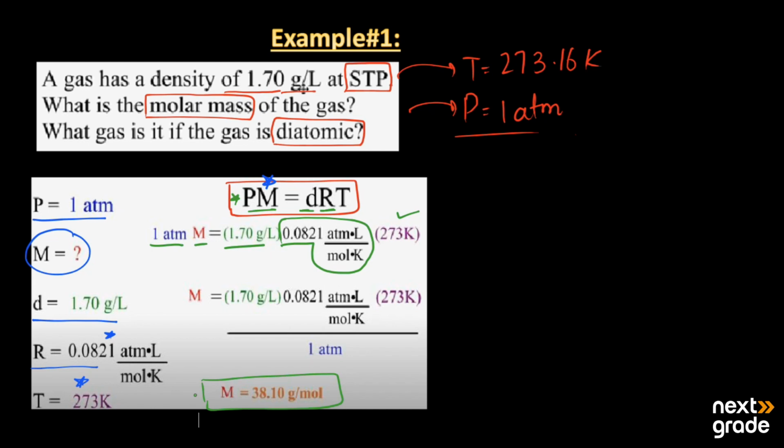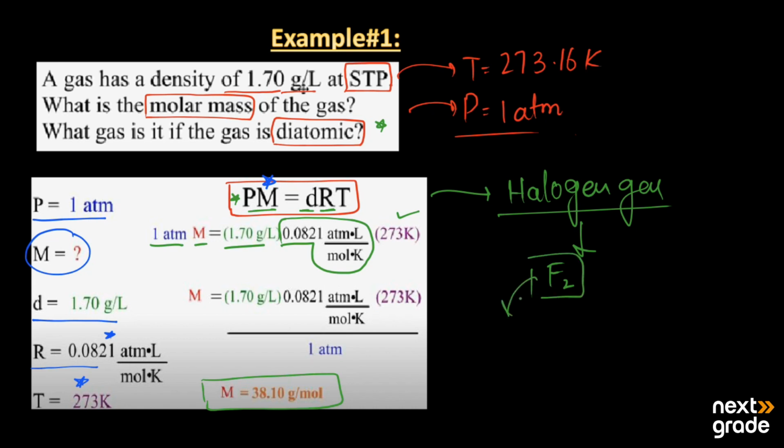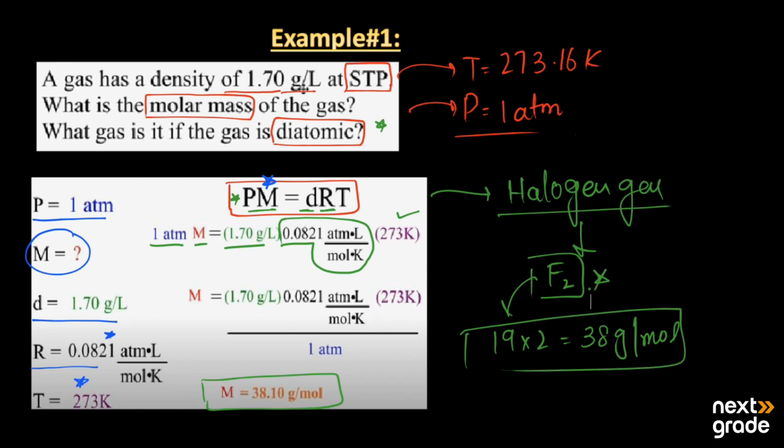Now, if the molar mass of the gas is 38.10 gram per mole, from this we have to find which gas this is. As stated, the gas is diatomic. So, what will be the possible formula for the gas? It is basically a halogen gas. The first halogen we have is fluorine, F2. Its atomic mass is 19. Multiplying by 2, we gain 38 gram per mole. So this gas is basically fluorine.